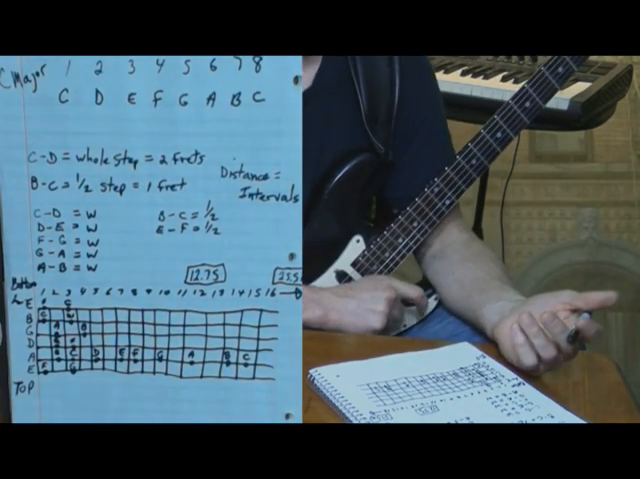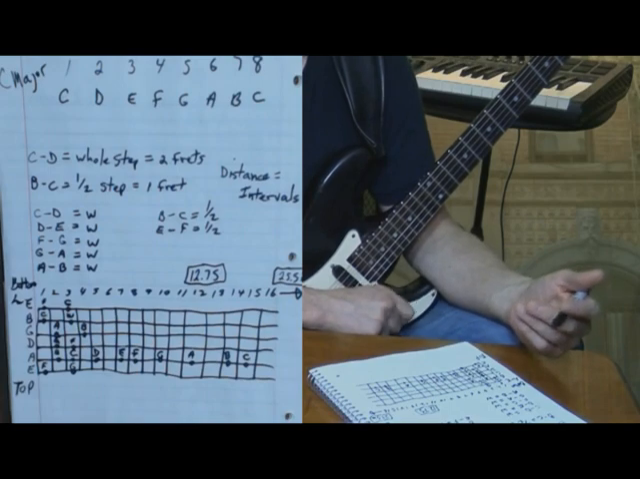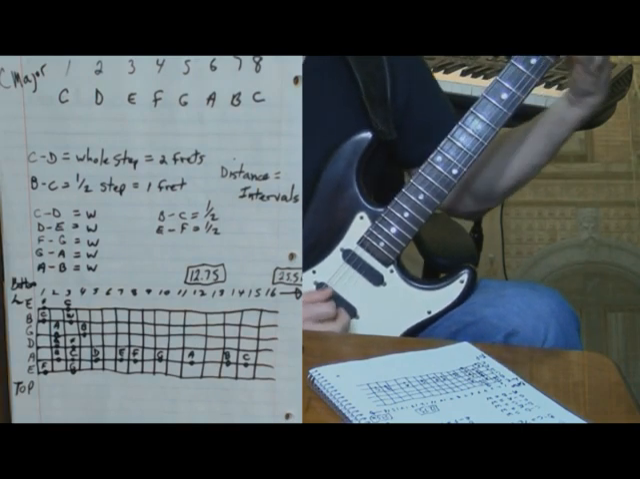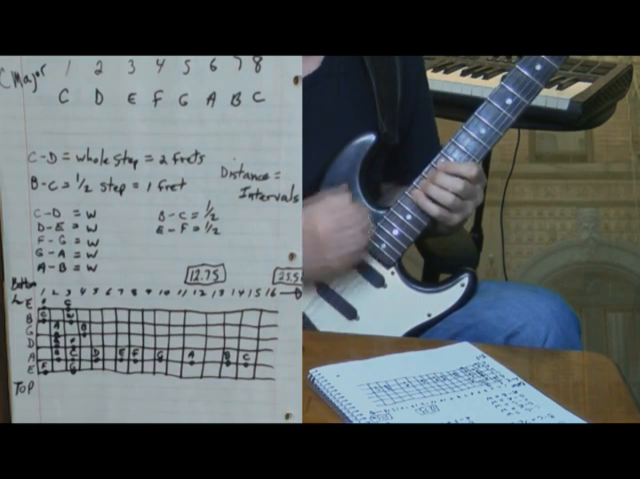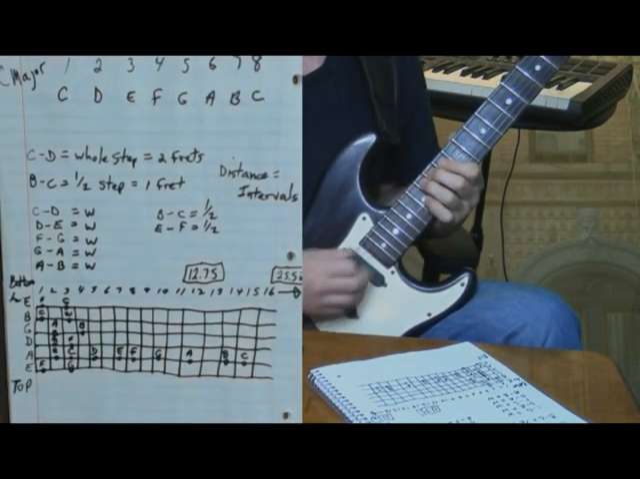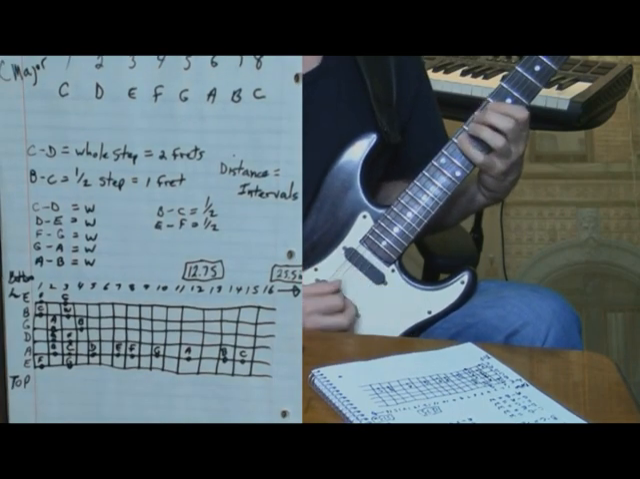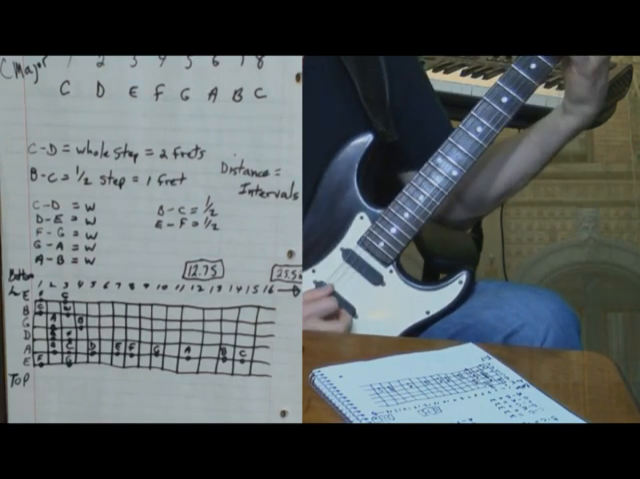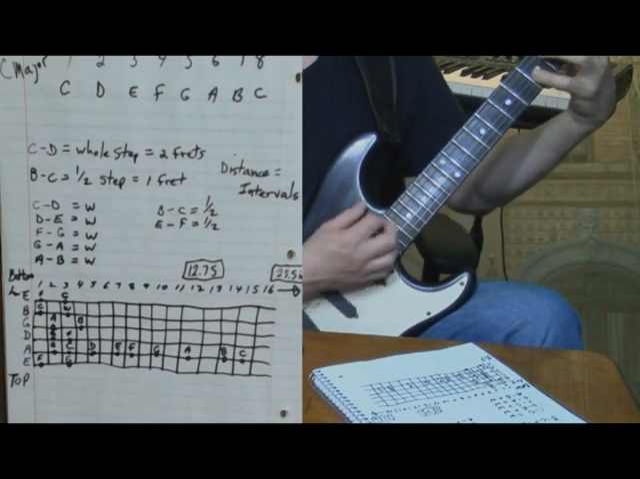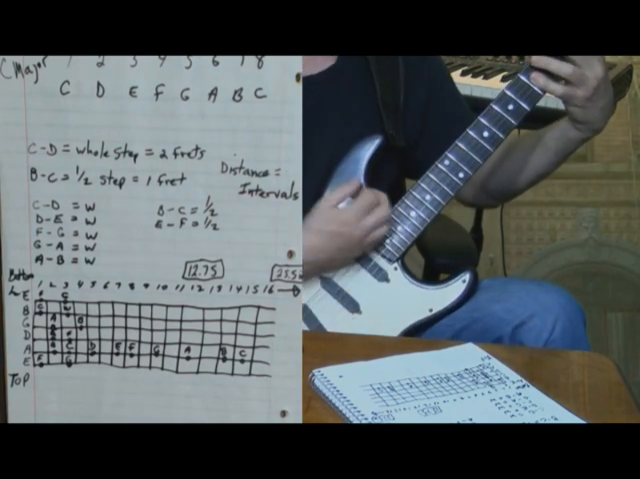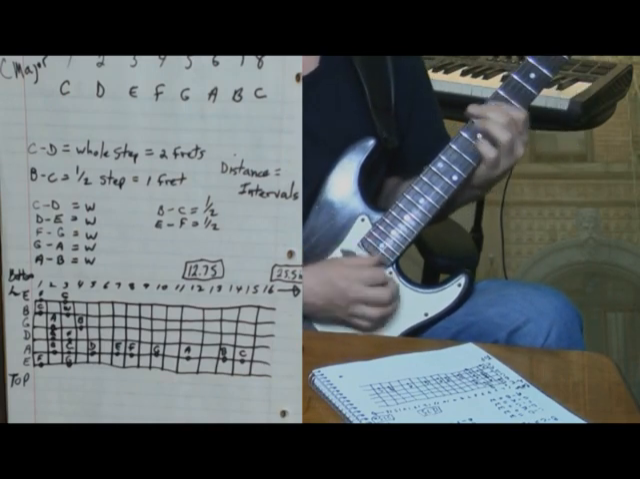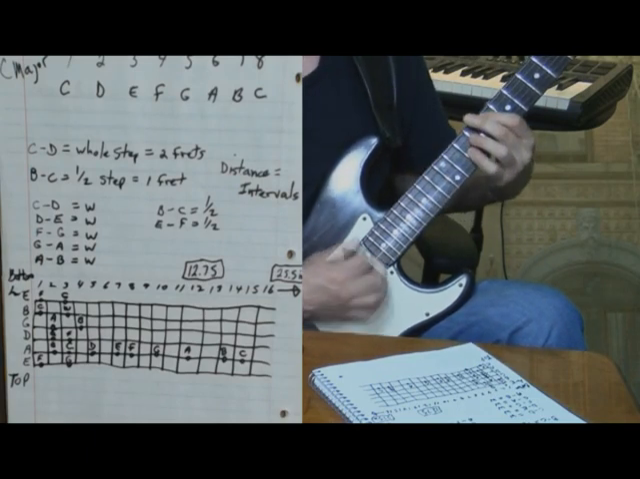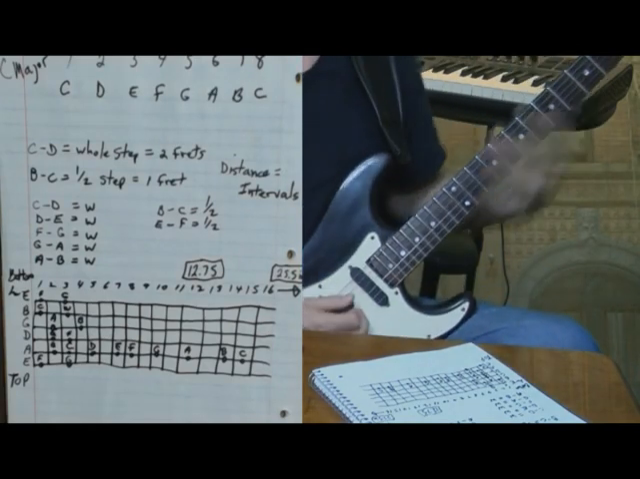So the game is to do this exercise and try and work it out. So here's the A string. So it's C, right? B, A, G, F, E, D, right? Do, re, mi, fa, sol, la, ti, do.